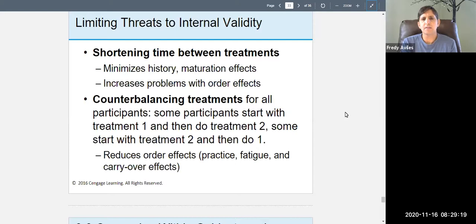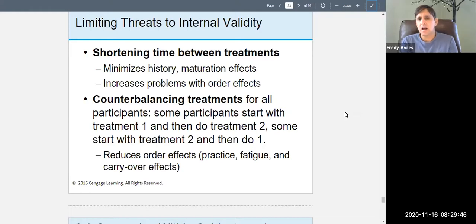Okay, counterbalancing. So you can have some participants start with treatment 1, then do treatment 2, right? And some can start with treatment 2 and then do number 1, right? Or if there's treatments 1, 2, and 3, one can start with 1, then go to 2, go to 3. Another one can start with 2, go to 3, and then 1. Another one can start with 3 and then go to 1, go to 2. And you can have different orders. You can counterbalance the treatments, okay, to deal with some of these problems.